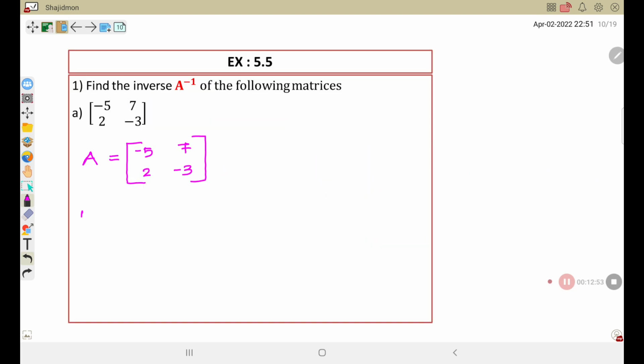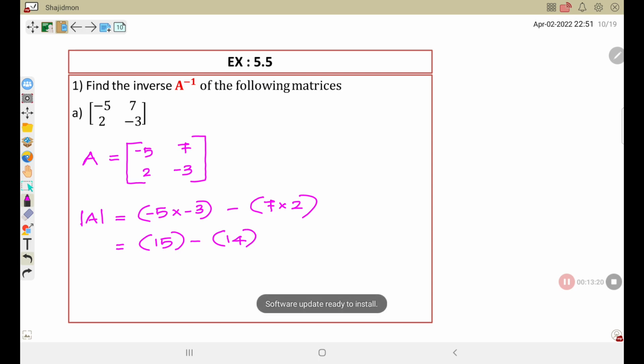So how are we finding the determinant? Determinant A equals main diagonal numbers multiplied, that means minus 5 multiply minus 3, minus off diagonal numbers multiplied, 7 multiply 2. Minus 5 multiply minus 3 means 15, minus 7 multiply 2 means 14. So we got the answer equal to 1.